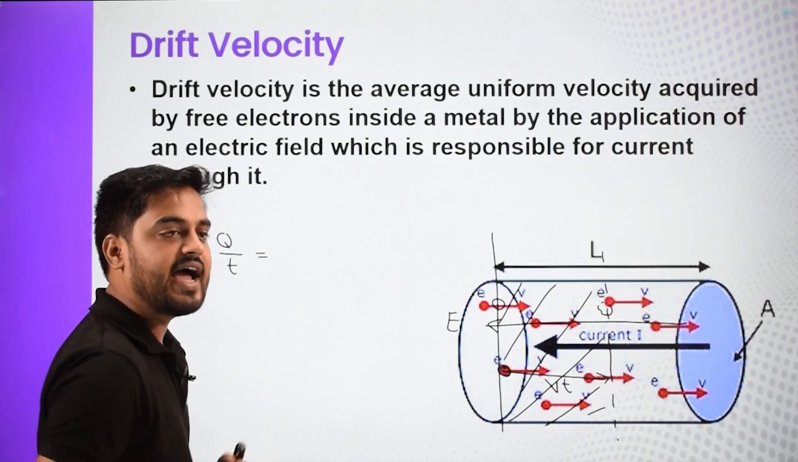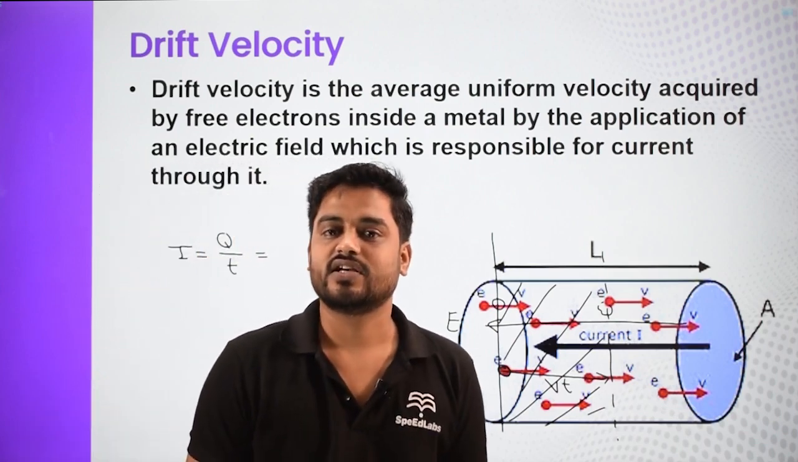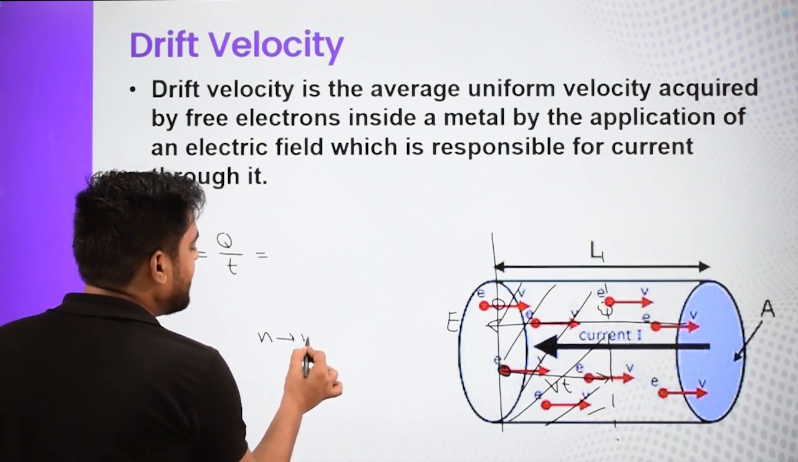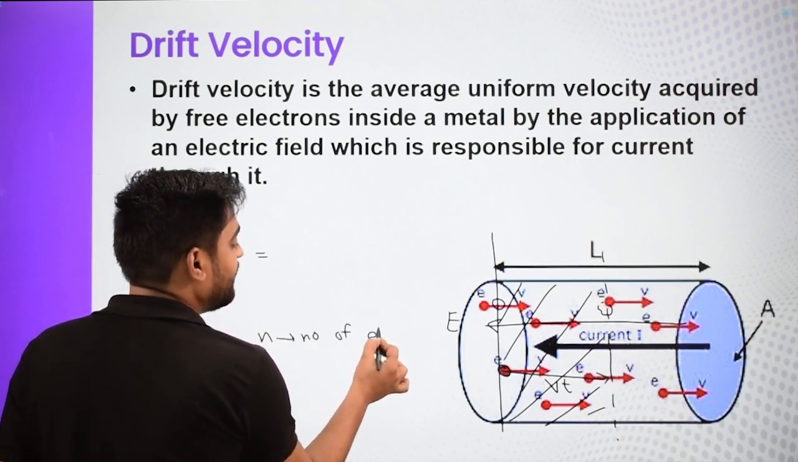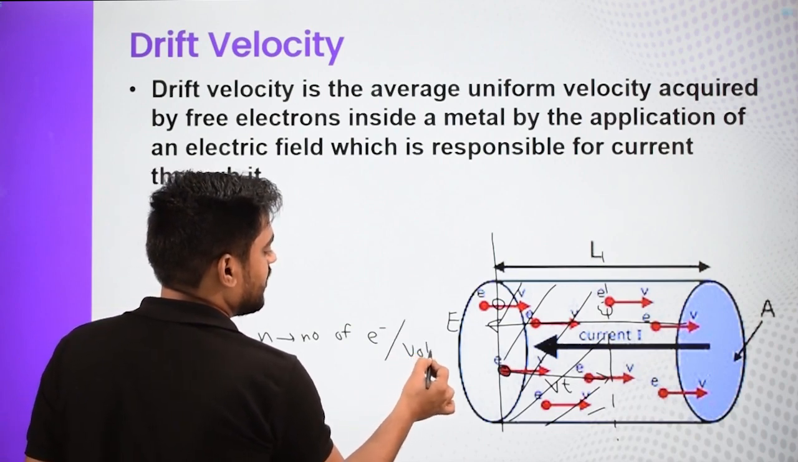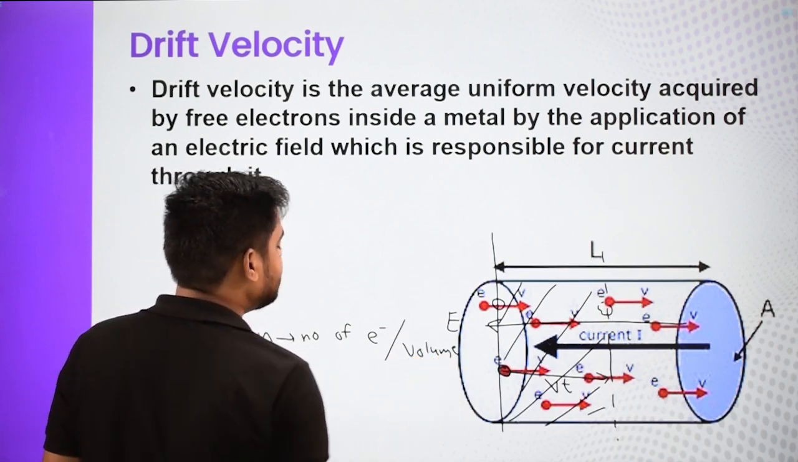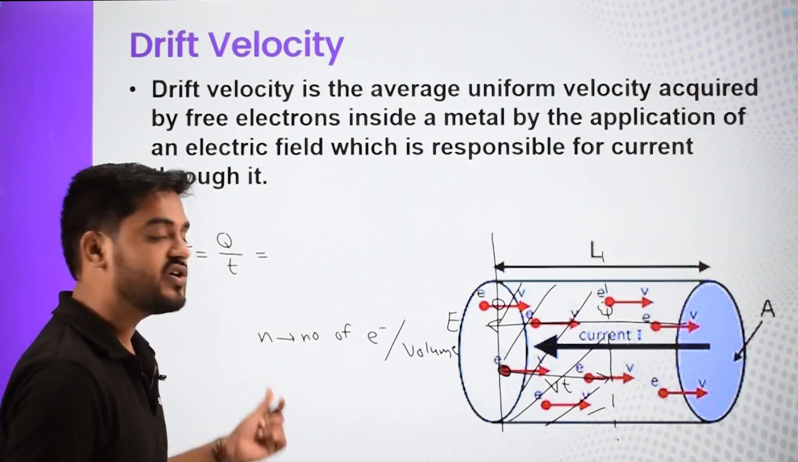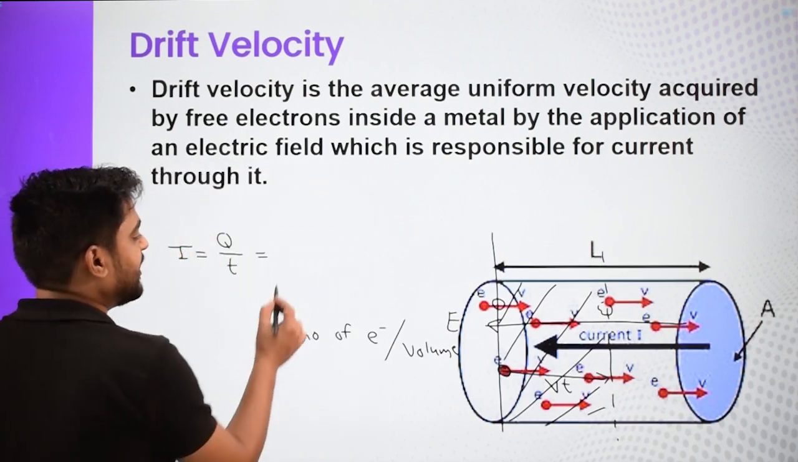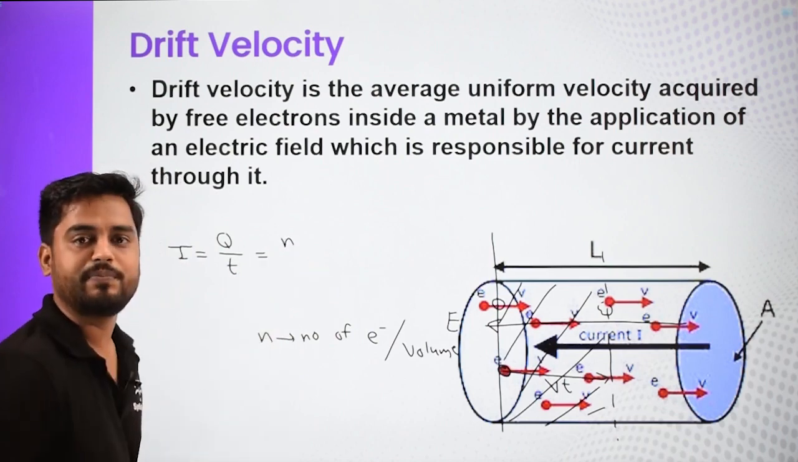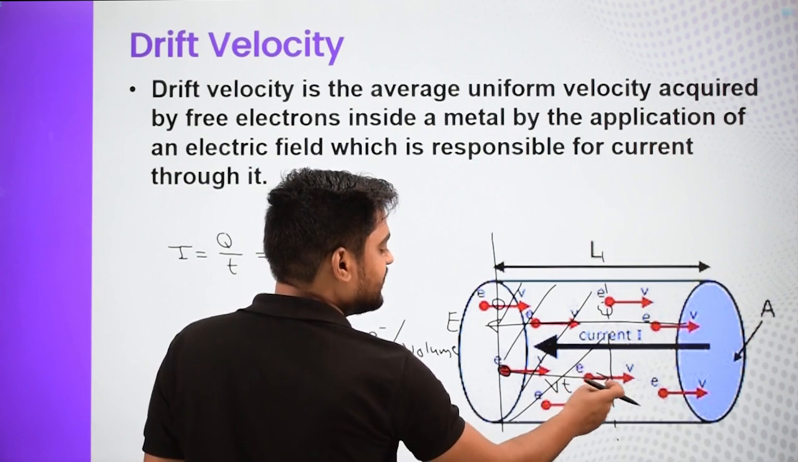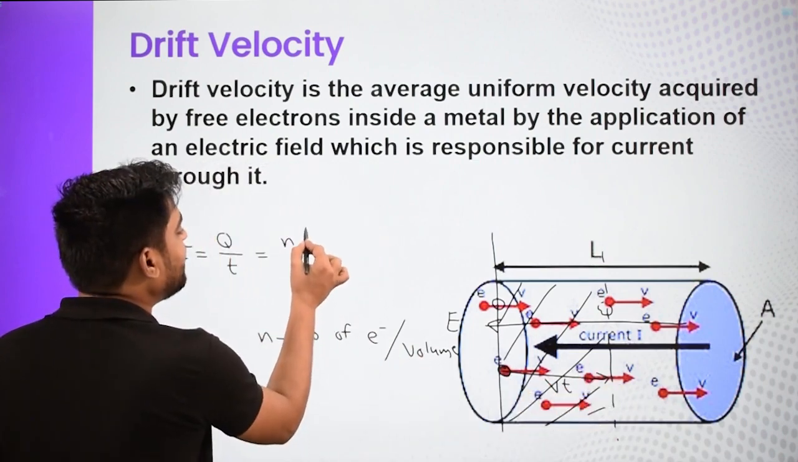For charge, I have to write the number of electrons. So for that, let us say that small n is the number of electrons, or free electrons to be precise, per unit volume. This is also called the electron density. So I'll say number of electrons per unit volume into this volume, because we need all the electrons which are present in this region.